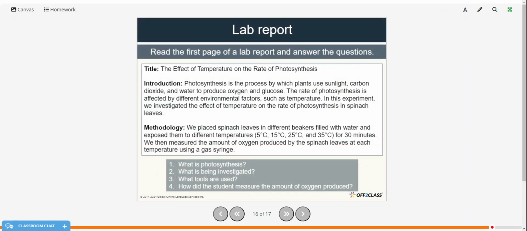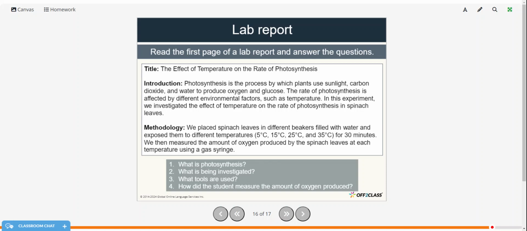All right, so now we're going to read the first page of a lab report and then answer the questions. So the title is The Effect of Temperature on the Rate of Photosynthesis. Introduction. Photosynthesis is the process by which plants use sunlight, carbon dioxide, and water to produce oxygen and glucose. The rate of photosynthesis is affected by different environmental factors, such as temperature. In this experiment, we investigated the effect of temperature on the rate of photosynthesis in spinach leaves.